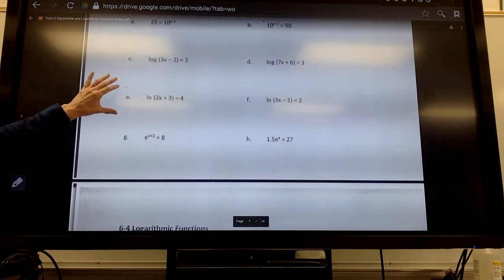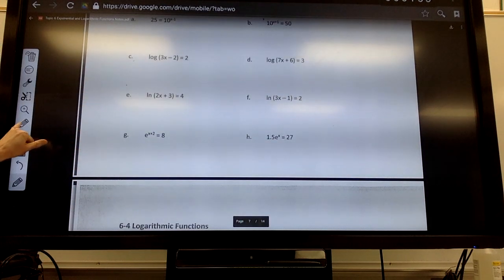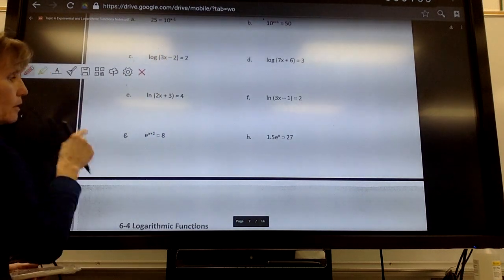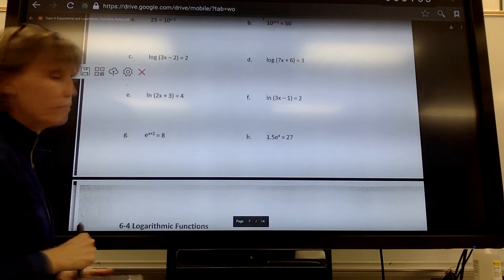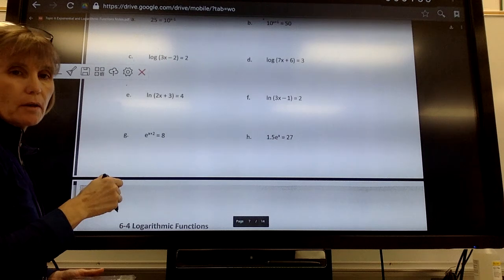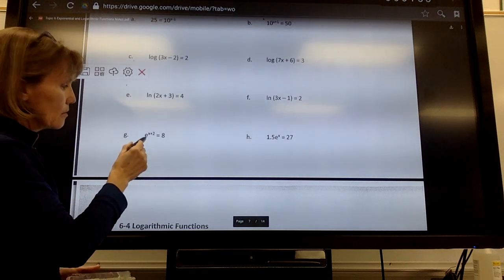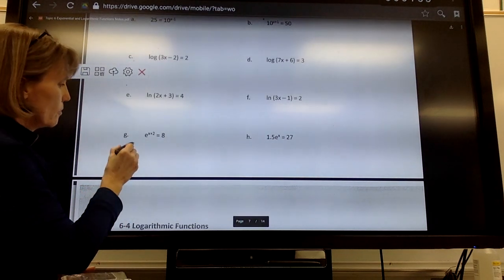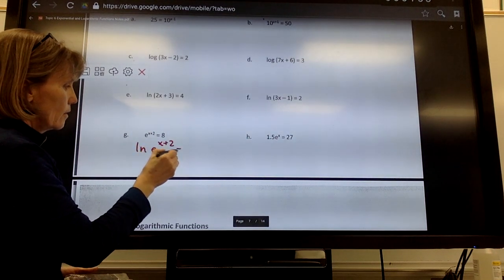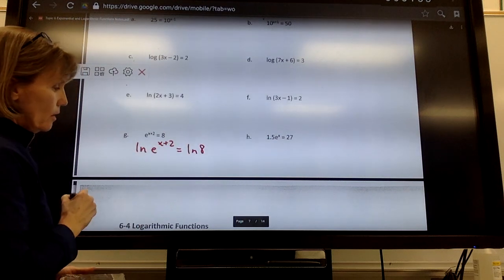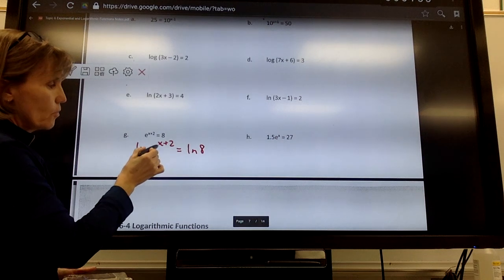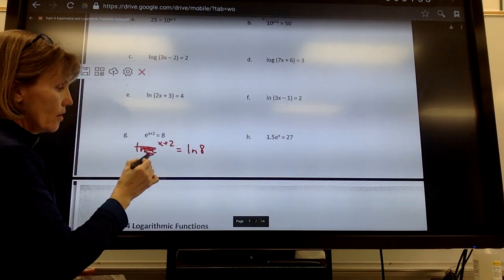Okay, and then your last two here, we have e involved. Kind of like the base 10 was the common log. Okay, when e is involved, we're going to use the natural log. When 10 was the base of the exponent, we use the common log to undo that. When e is the base, we're going to use the natural log. So I'm going to take the natural log of both sides of the equation. And because natural log is a base e and the base of the exponent form was e, these are going to cancel each other out.